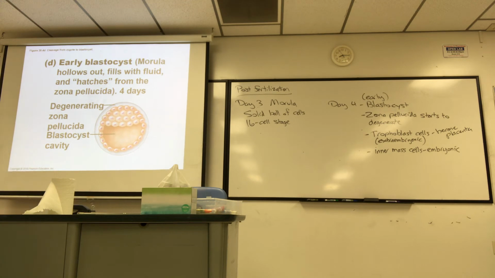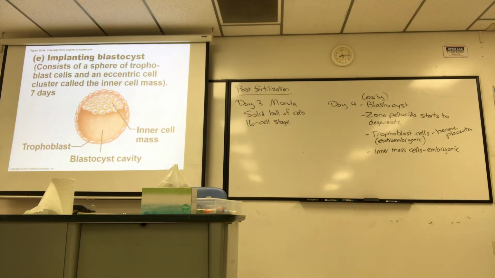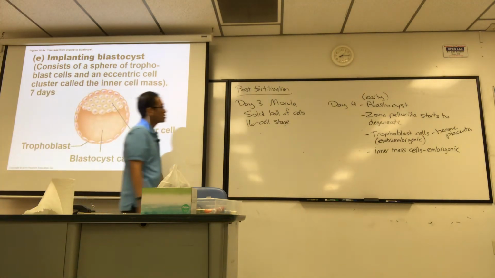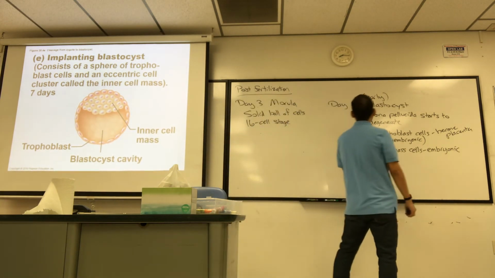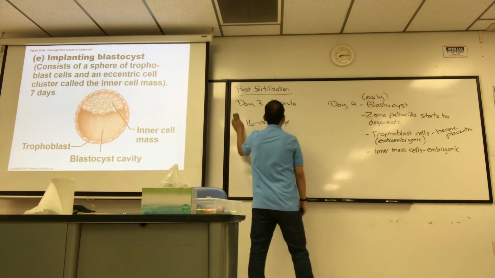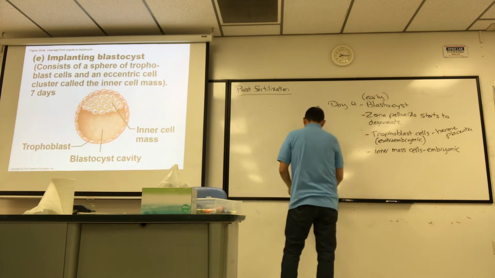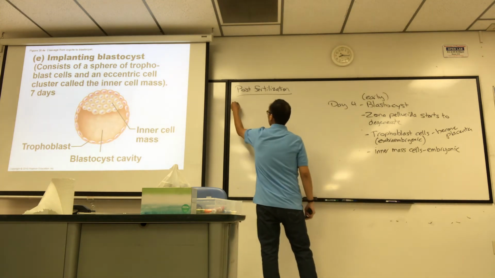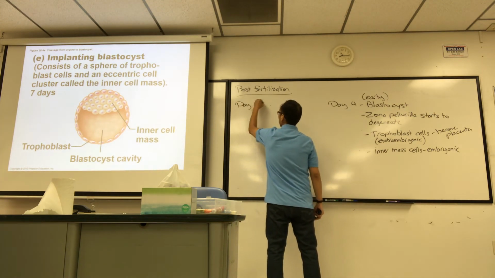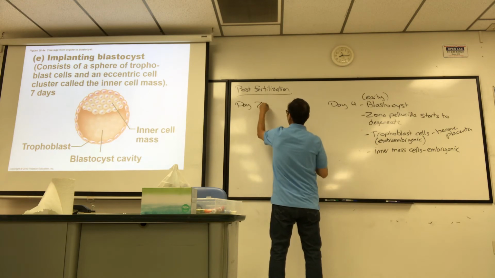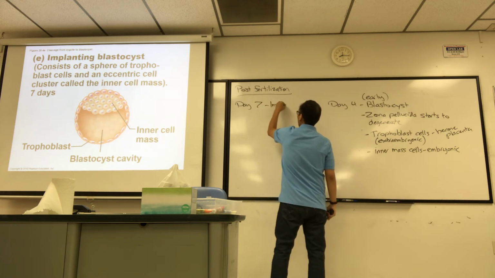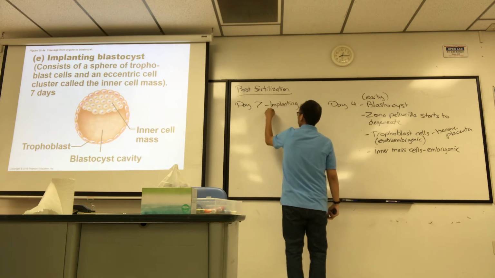So about 4 days, skip a few days to 7. Do you see zona pellucida? It's gone. That must be gone as a prerequisite so you can implant. Day 7. Implanting blastocyst.